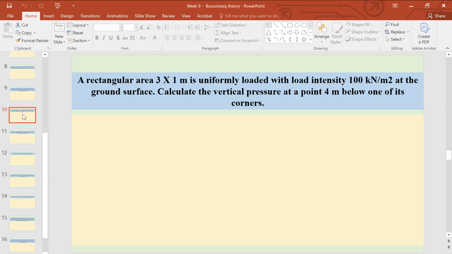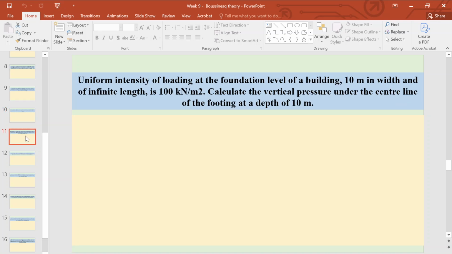Next question. Uniform intensity of loading at the foundation level of a building 10 meter in width and of infinite length is 100 kilonewton per meter square. Calculate the vertical pressure under the center line of the footing at a depth of 10 meter.